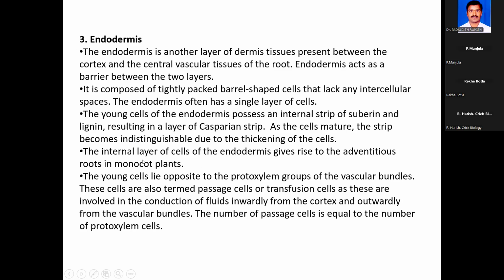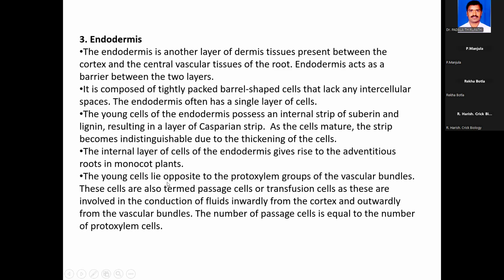The internal layer of the cells of this endodermis gives rise to the adventitious roots in monocot plants. So in monocot plants, the adventitious roots develop from this endodermis. The internal layer of this endodermis gives rise to adventitious roots.